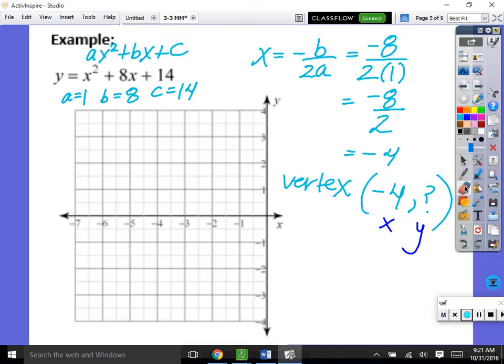I'm going to erase this real quick and do it underneath. You've got to use parentheses. So we're putting in a negative 4 wherever there's an x. So that's negative 4 squared. I've got to use parentheses. Plus 8 times negative 4. You've got to use parentheses, plus 14. Does everybody see where I plugged it in? No confusion? Okay, so let's all type it into our calculator exactly like that.